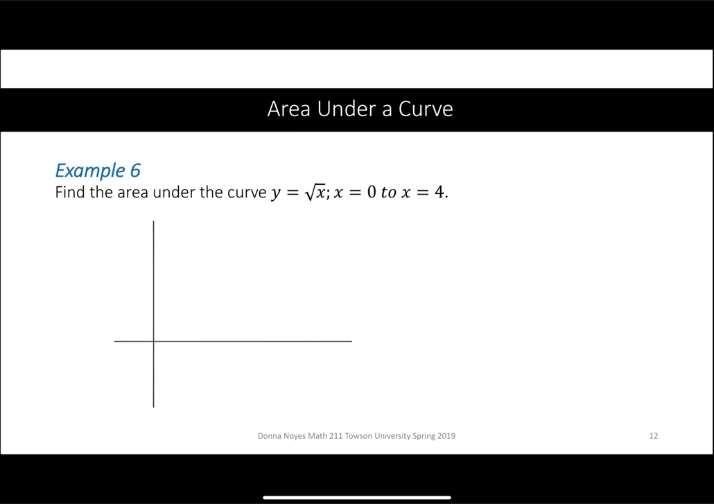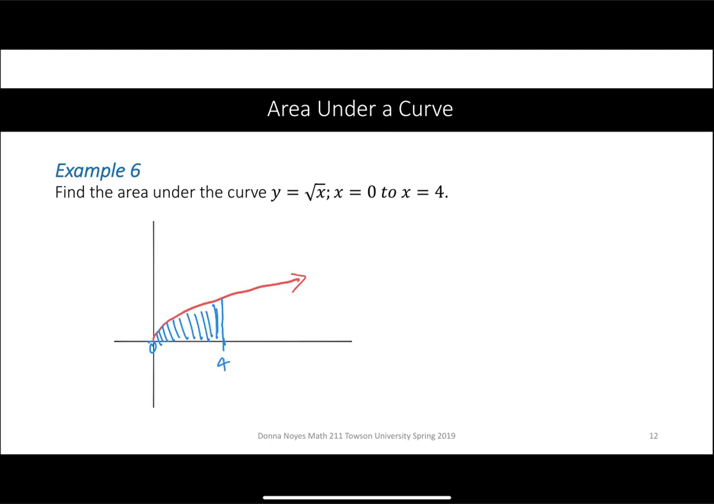Well, what happens when things get a little more complicated? Because now we have y equals the square root of x, and we want to find the area under the curve y equals the square root of x from x equals 0 to x equals 4. Well, if we graph y equals the square root of x, this is what it looks like. And we want to go from x equals 0 out to x equals 4. And we want to find this area under the graph.